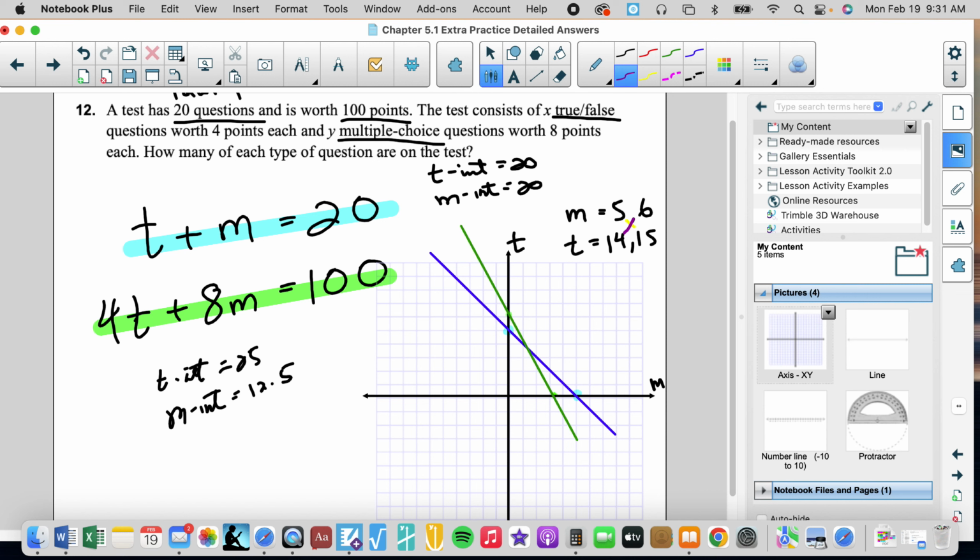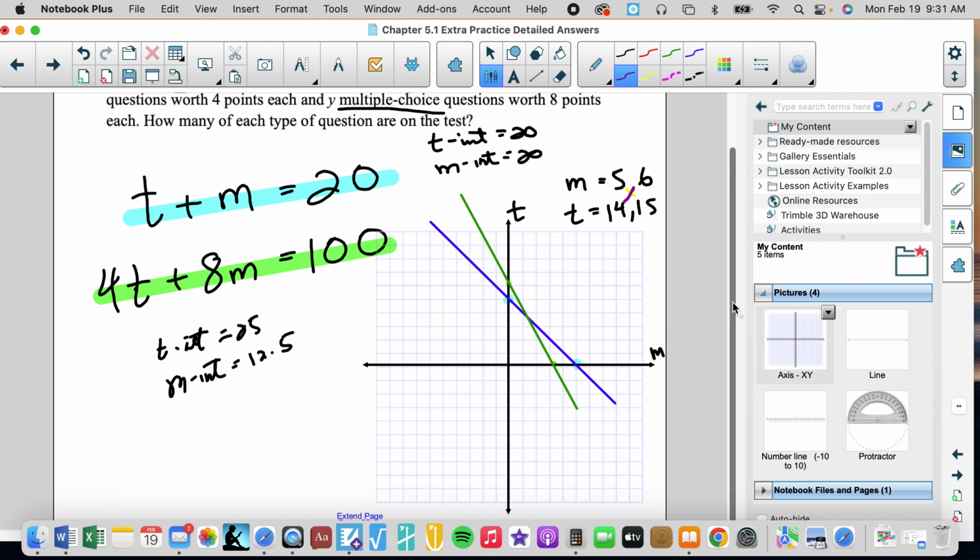So I'm going to check. Both of those will work for the blue. So now I've got to see which one works for the green. This is a good little exercise in how to get the solution. I'm first going to check, it is in M comma T. My MT is my coordinate.